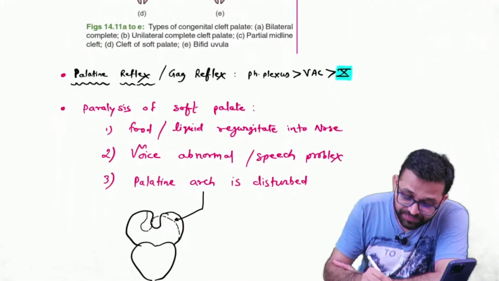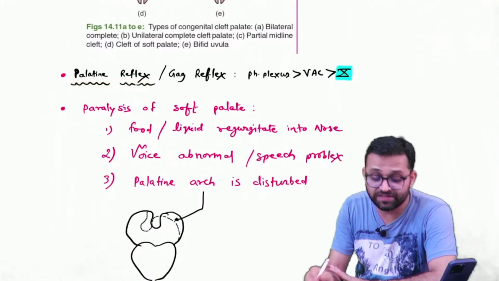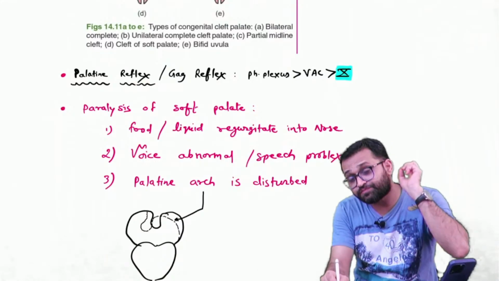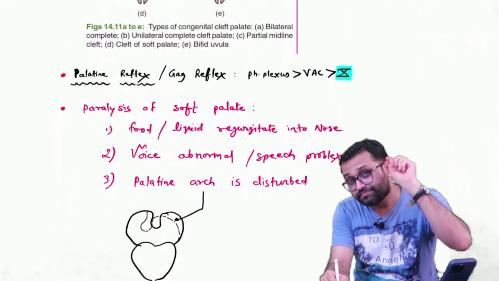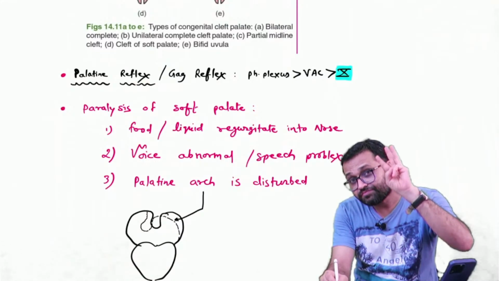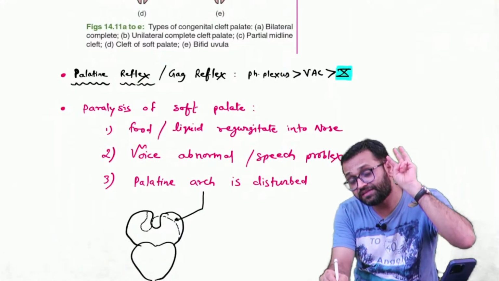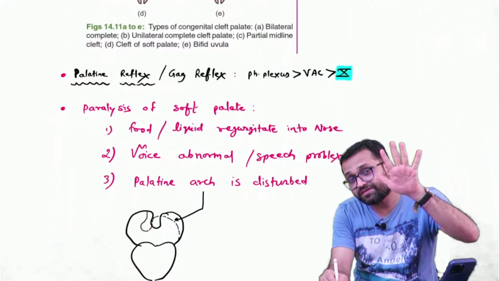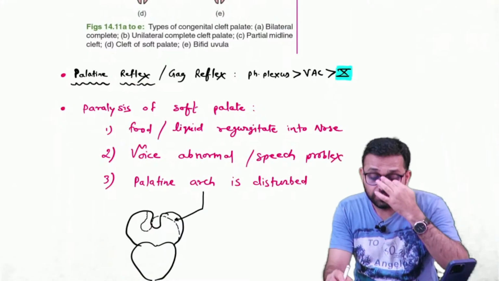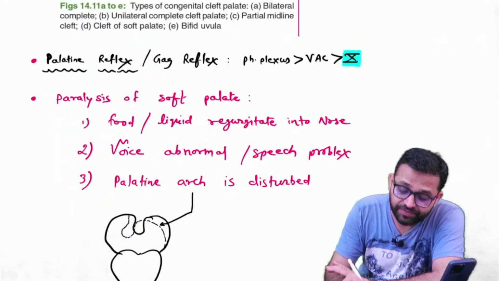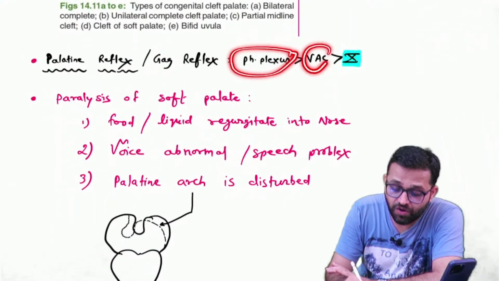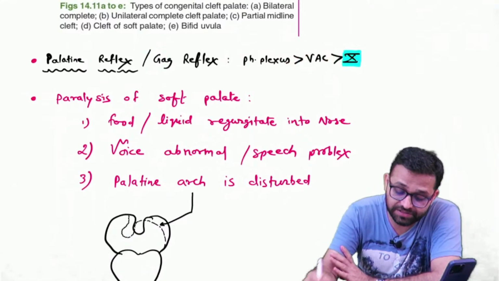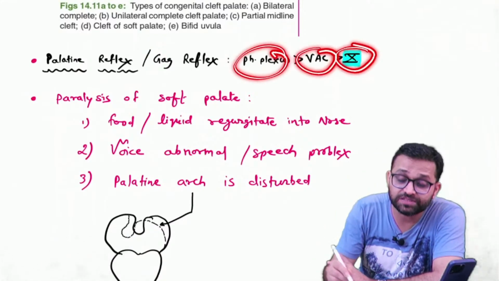Now other things: the palatine reflex, also called the gag reflex. Remember this is the reflex pathway: receptor, sensory nerve, center, then efferent, and then effector muscle. Which nerve is participating? The pharyngeal plexus, the vago-accessory complex, or the 10th nerve. So these are the parts: pharyngeal plexus, vago-accessory complex, and the 10th nerve.